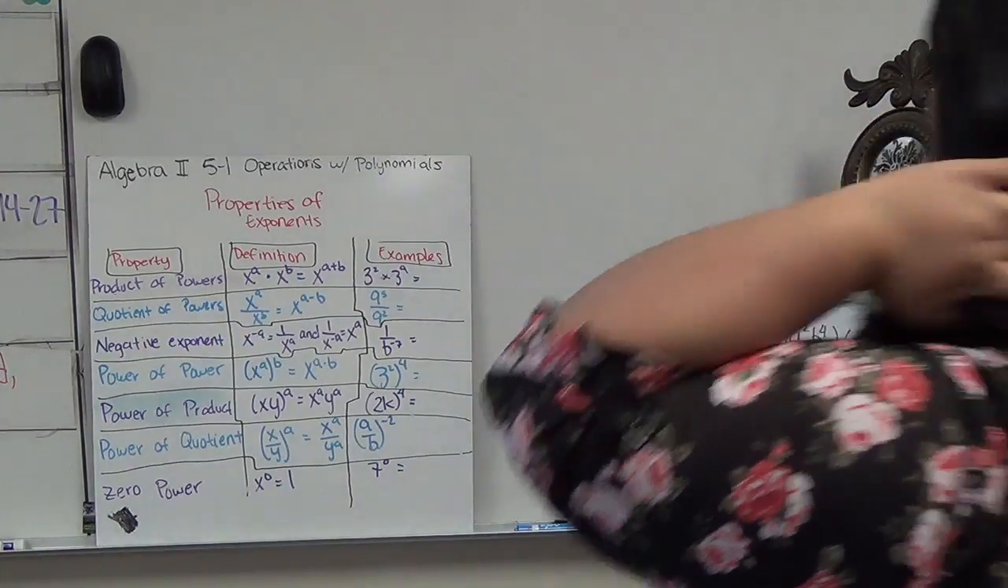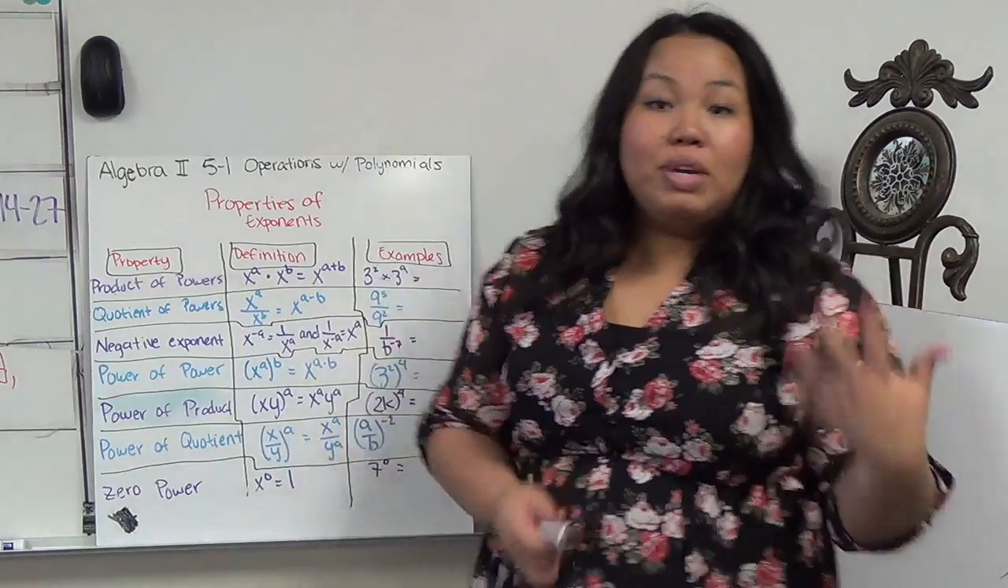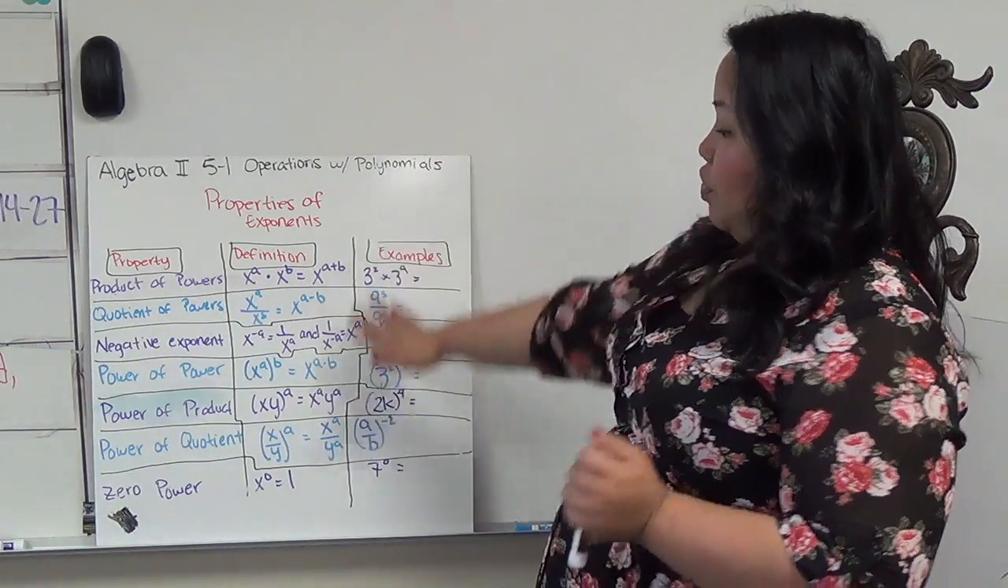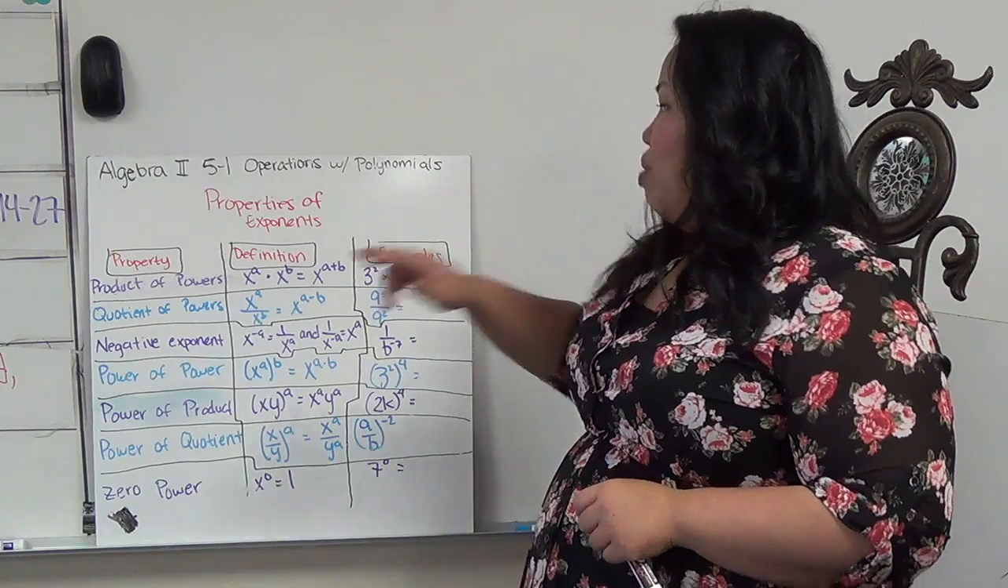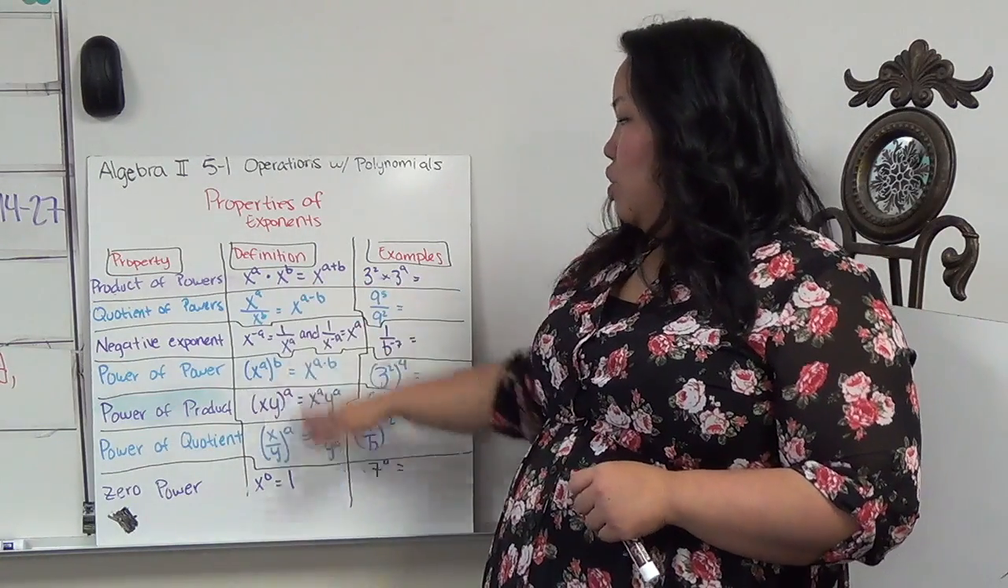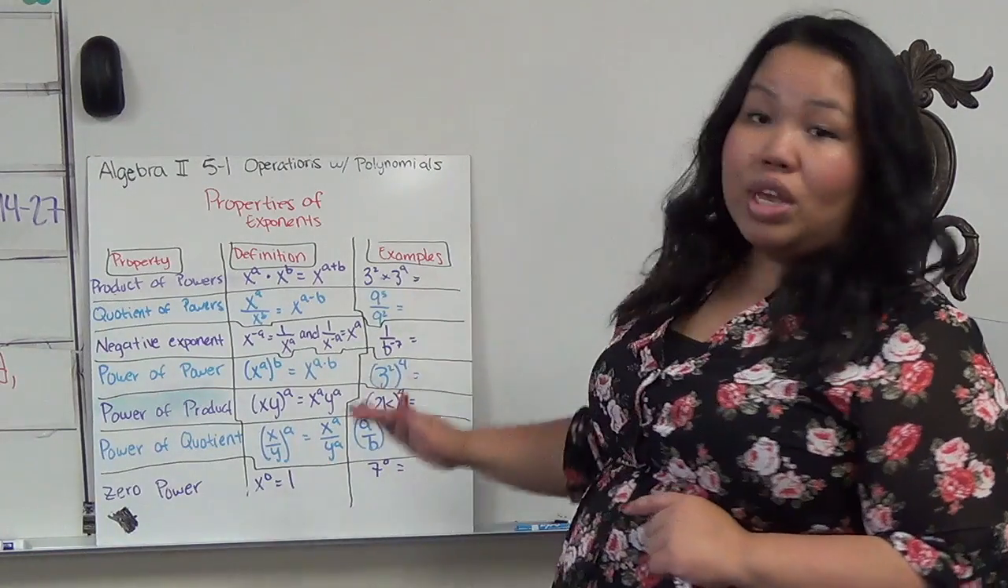In Algebra 2, Section 5.1, we're doing a quick recap on operations with polynomials. So basically, these are the rules for our polynomials and the rules for when we're multiplying with the same base, dividing, so on and so forth. This is in your book. So I want you to just pause real quick and let's write this down.